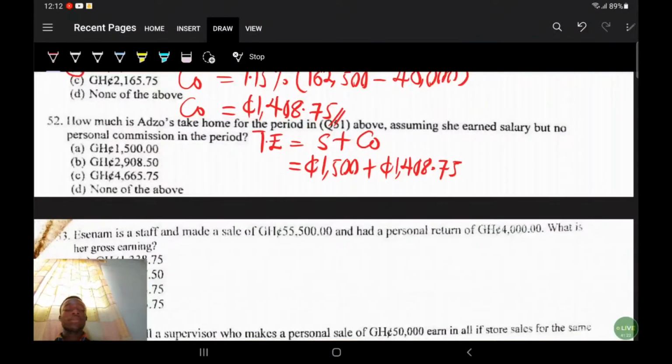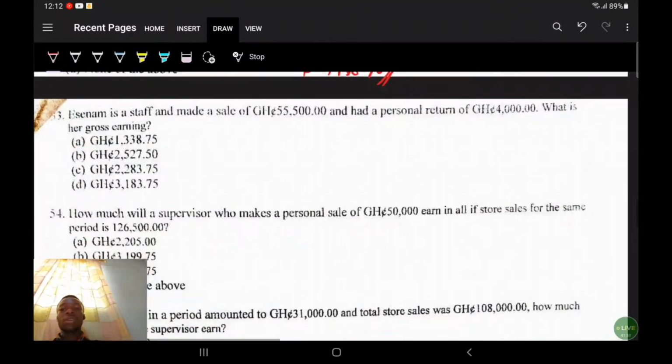Since he is the supervisor, that's why they made reference to the period in question 51. When I add the two, I arrive at a total of 2,908.75. That is what I got for Azul as his total earnings for the period. So that's going to be option B as the answer. Let's take note of that. If there's any question, please let me know before I continue.